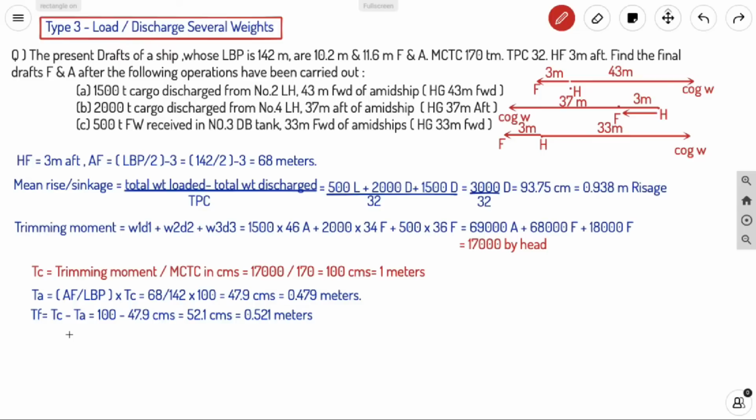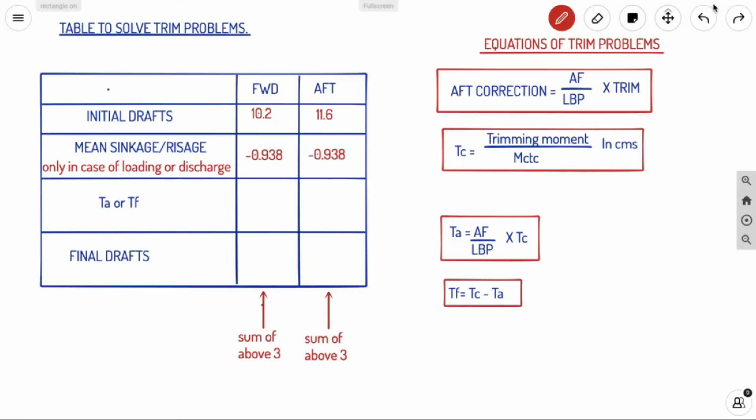Next thing, TF. We know TC minus TA, that's 100 minus 47.9 centimeters, that's 52.1 centimeters. In meters, it's 0.521. So we know TA and TF. Let's go to the table and put the values there.